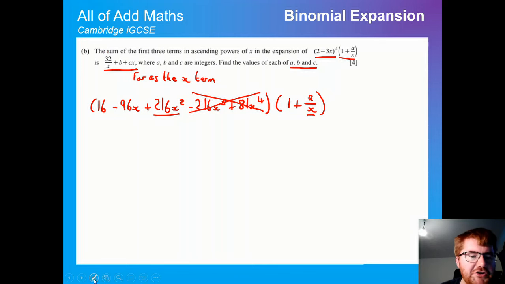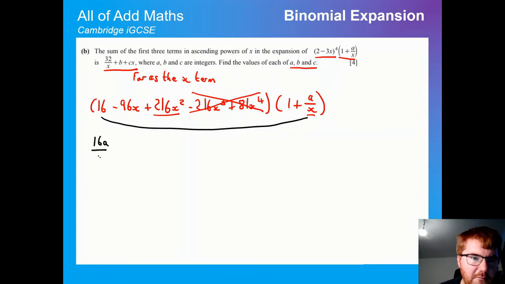The only way I generate that is by timesing this by this. Anything else is not going to give me an over x term here. So if I work this out, we're going to get 16 times a over x, that gives me 16a over x, or I can separate this out and make this look like 16a times 1 over x, and this needs to be equal to the first term, which is 32 times 1 over x.